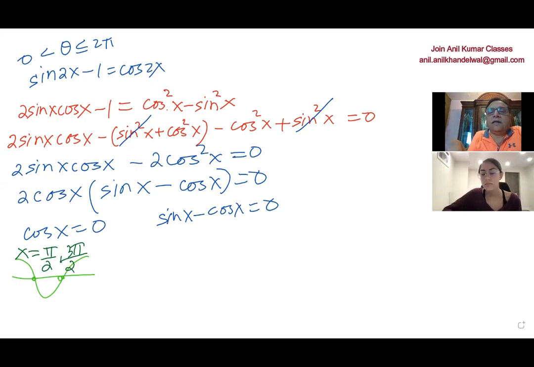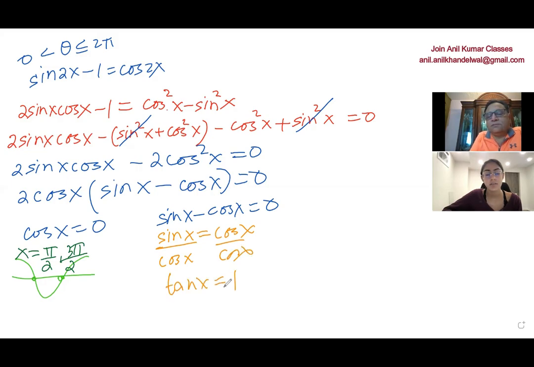On the right hand side, we have sin x. We can take this to the other side. Think like this: sin x equals cos x. And then divide by cos x. So tan x is equal to 1.